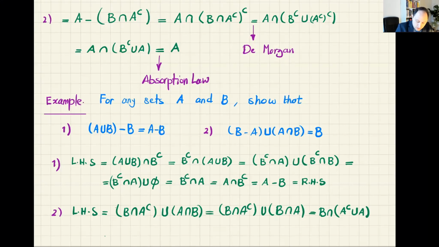But then it is easy now. B intersection A complement union A is the universal set, and any set intersection with the universal set is the set itself, and that is exactly equal to the right-hand side. Yeah, is that clear?